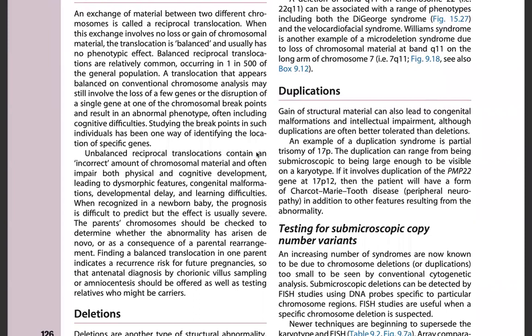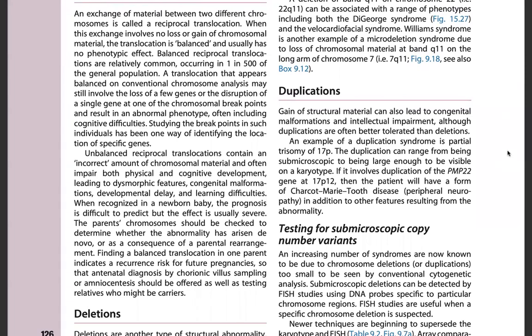Unbalanced reciprocal translocation contains an incorrect amount of chromosome material and often impairs both physical and cognitive development, leading to dysmorphic features, congenital malformations, developmental delay, and learning difficulties. When recognized in a newborn baby, the prognosis is difficult to predict, but the effect is usually severe.